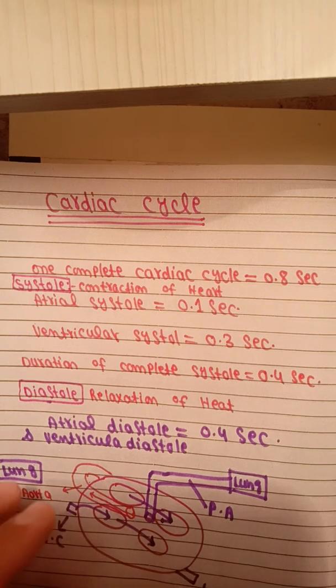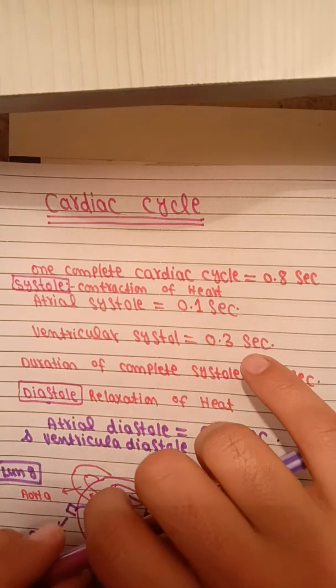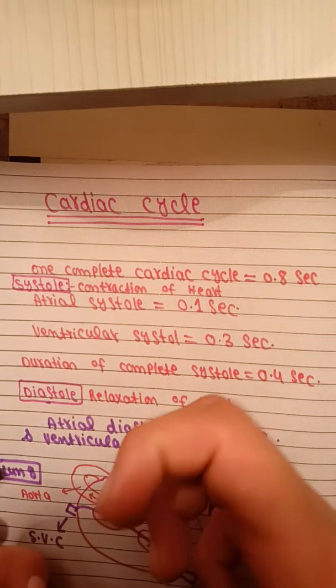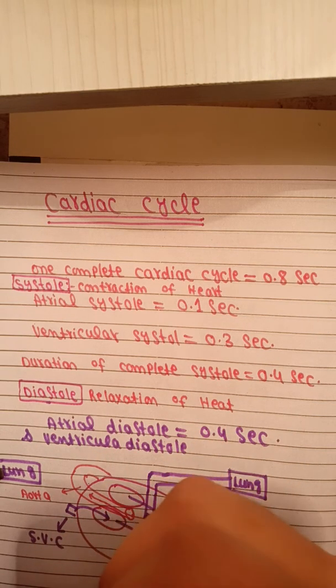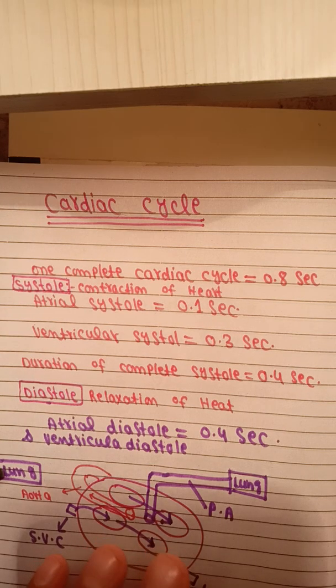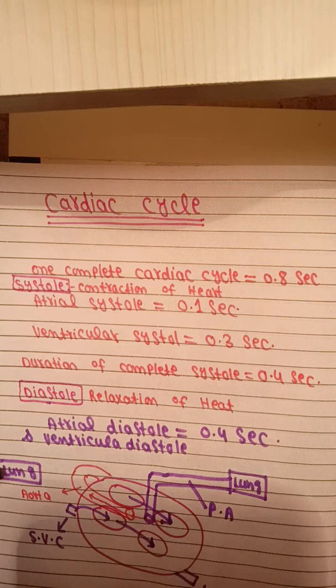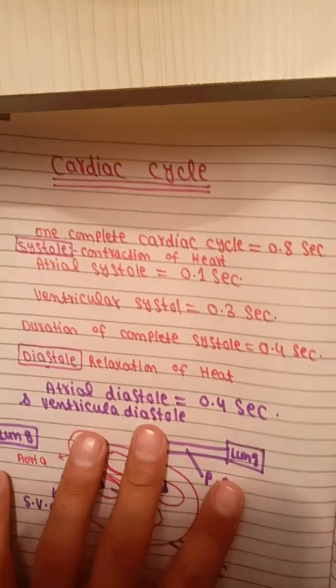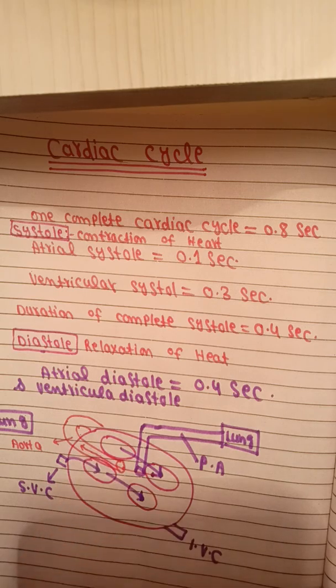In diastole, the heart muscle relaxes, blood comes inside the heart, and the filling of the ventricle occurs. This is the simple explanation of diastole. Now we are going to talk about the cardiac cycle per 1 minute.